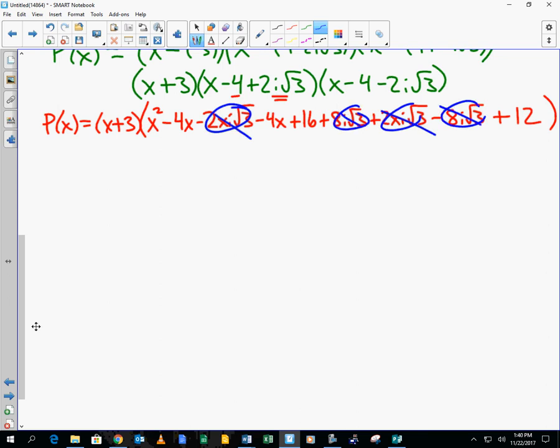We did 2i roots of 3 and negative 2i roots of 3. Okay. So we've got x plus 3 times, we have an x squared. How many x's do we have? Negative 8x.